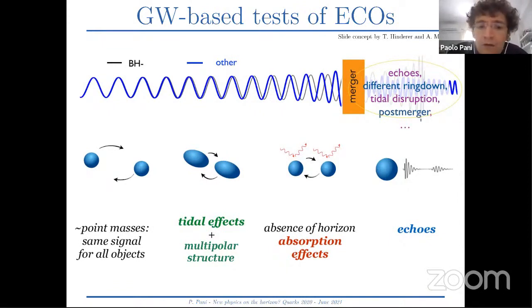And the picture I would like you to have in mind is schematically described here. This is the typical coalescence of a binary system, in which differences between the case where the two objects are black holes or something else show up in the inspiral, in the merger, or in the ringdown, with different effects. And my goal now for the rest of my talk would be to go through many of these effects and try to explain them a little.